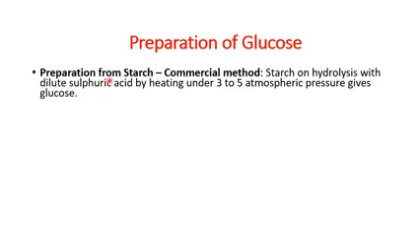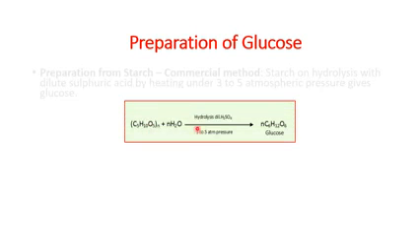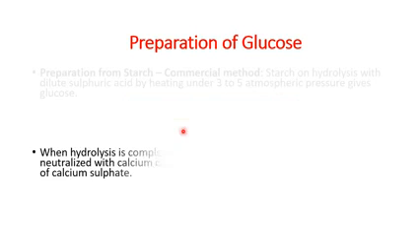Next, another method of preparation is from starch. That is a commercial method, while the last method we saw is a laboratory method. Starch on hydrolysis with sulfuric acid under 3 to 5 atmospheric pressure gives glucose. Here the formula for starch should be C6H10O5, not C5. It's a typo. You will get C6H12O6 when it is hydrolyzed with water.